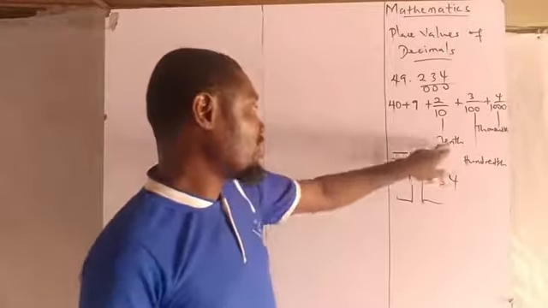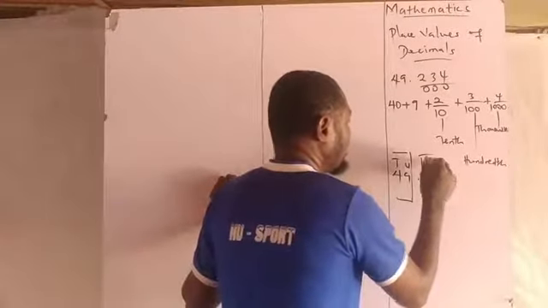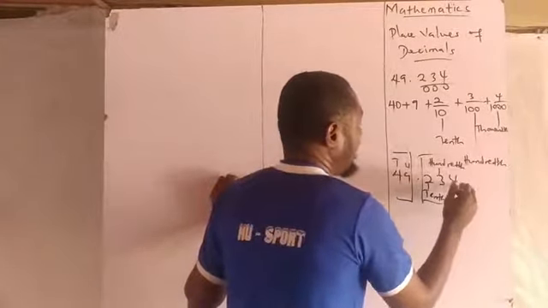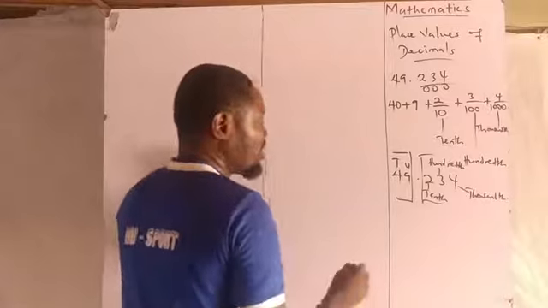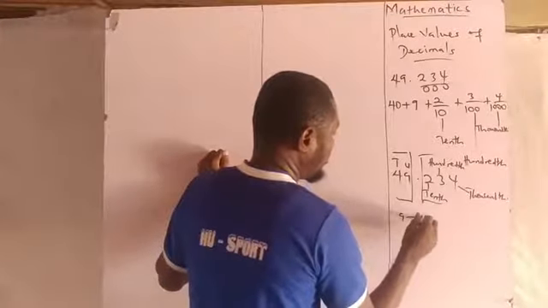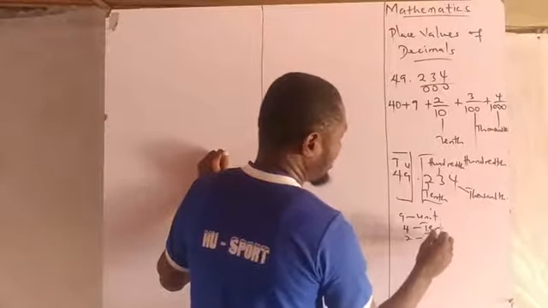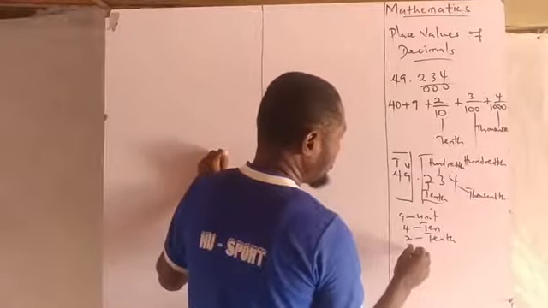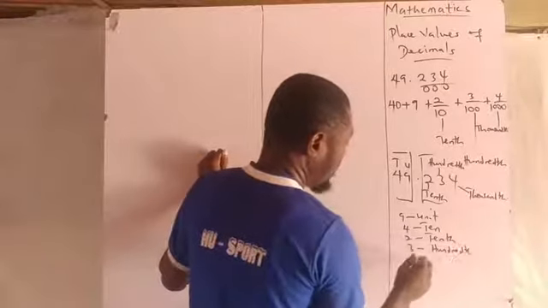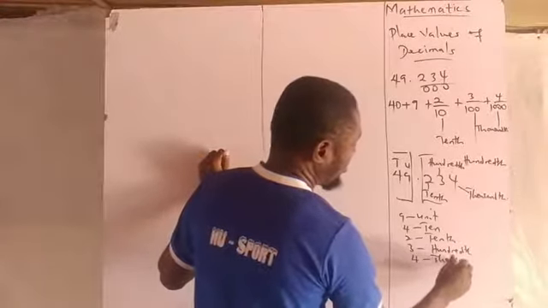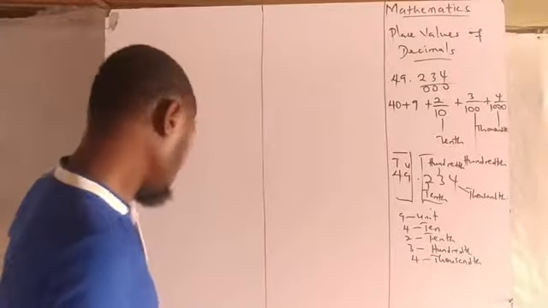While for the fractional part, the first number that comes immediately after the decimal point is your tenth. So here is your tenth, here is your hundredth, here is your thousandth. So the place values of these numbers: 9 is unit, 4 is 10, 2 is tenth, 3 is hundredth, and 4 is thousandth. This is the place value of the decimal. Look at another example.